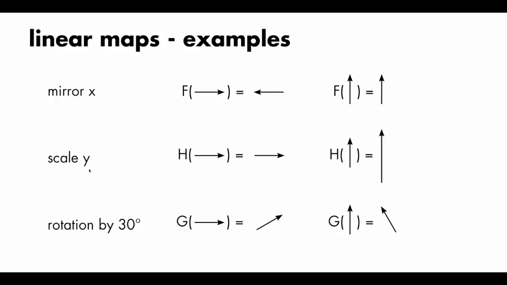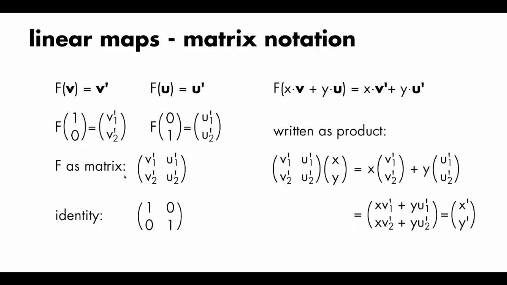Another thing we may want to do is scale, let's say in the vertical direction, in y. So we leave the right pointing arrow the way it is, and the up pointing arrow, we just scale it by twice as long. Rotation by 30 degrees: we take the right pointing arrow and rotate it 30 degrees, and we take the up pointing arrow and also rotate it 30 degrees. That's pretty simple, and that really defines the complete map.